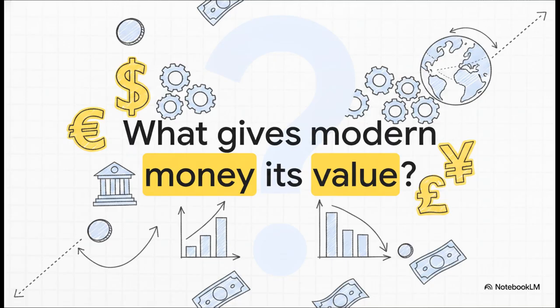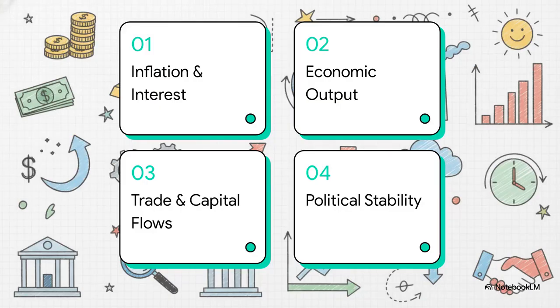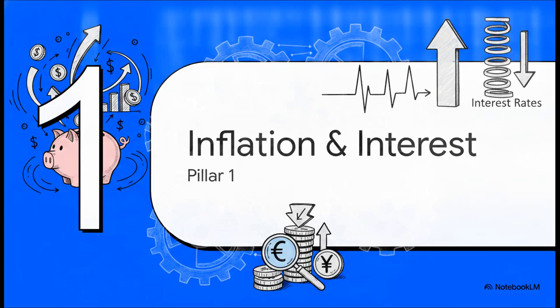I mean, why does one currency get stronger while another one tanks? And why do billions, literally billions of dollars of capital move across borders every single day just reacting to these shifts? So to figure that out, we're going to explore the 4 structural pillars of modern money today. 1, inflation and interest rates. 2, economic output. 3, trade and capital flows. And 4, political stability. All right, let's kick things off with Pillar 1, inflation and interest rates.